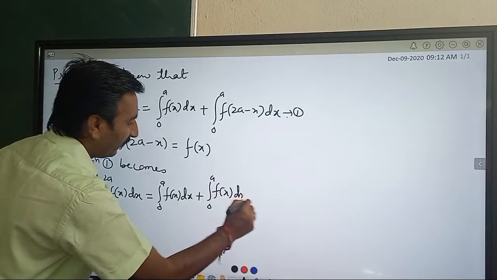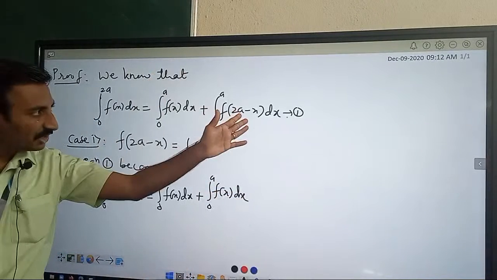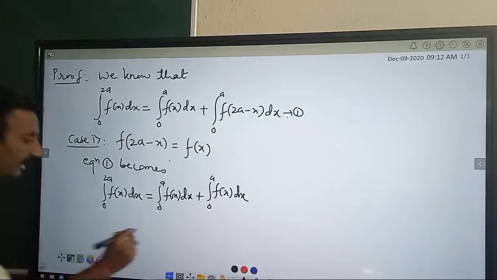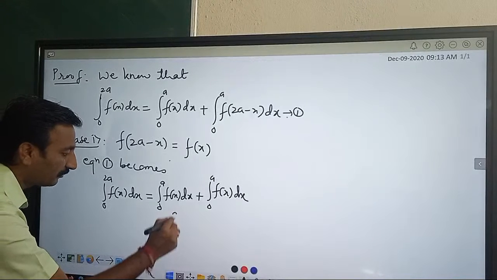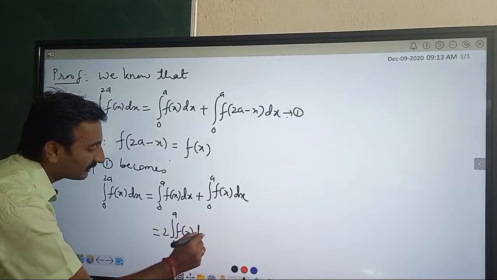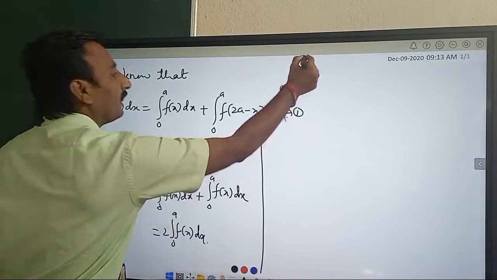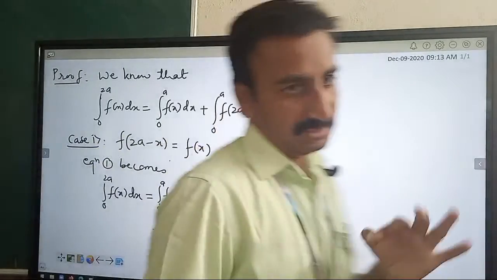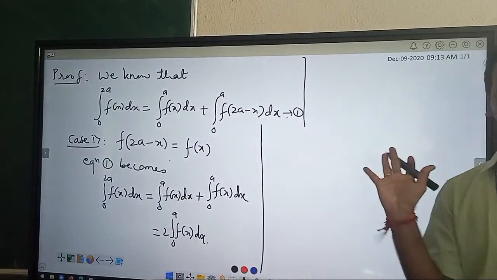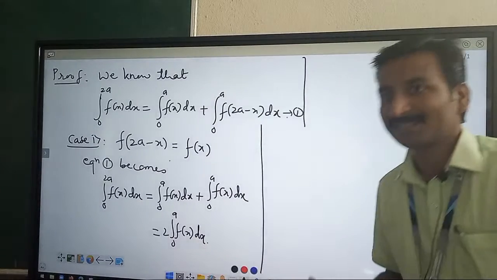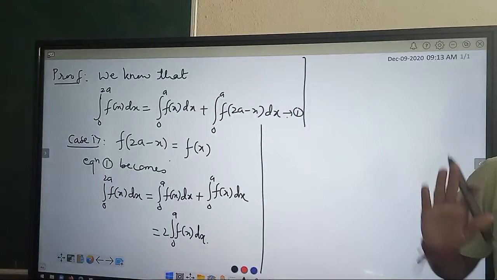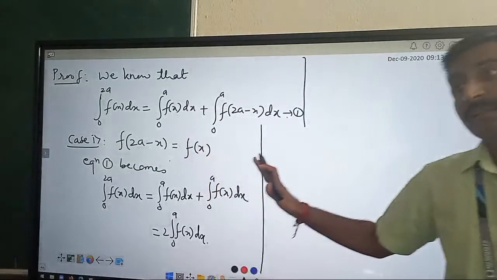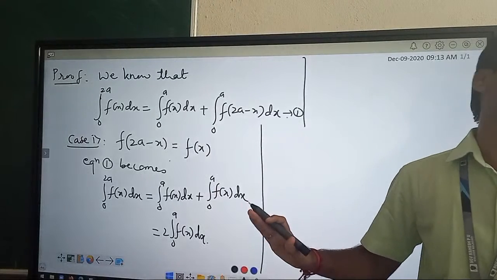Is there any difficulty here? Property 6 you know very well, and in that you are simply taking this one equal to this. So therefore you can say it is 2 times the integral from 0 to a of f of x dx. See, the very important thing in this case is remembering property number 6. If you forget property number 6, then you cannot go with property number 7. Even though you are using property 6 here, the result will be used independently.